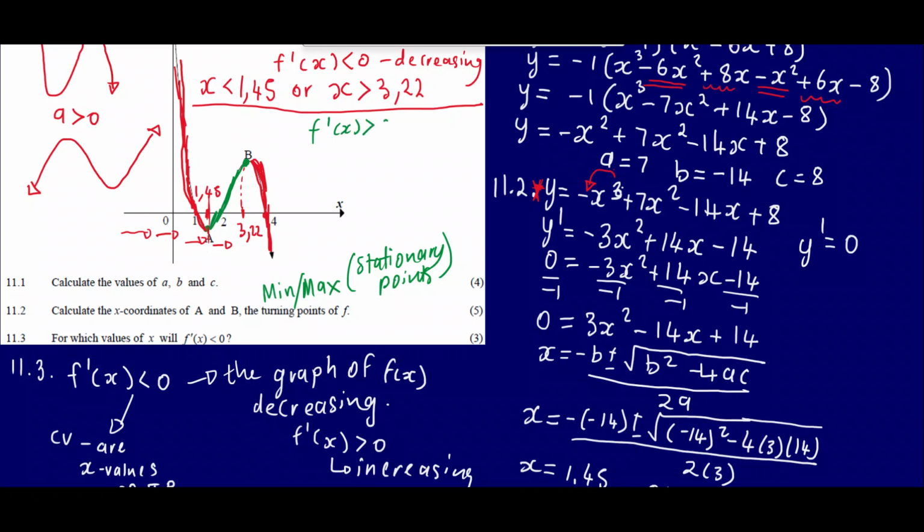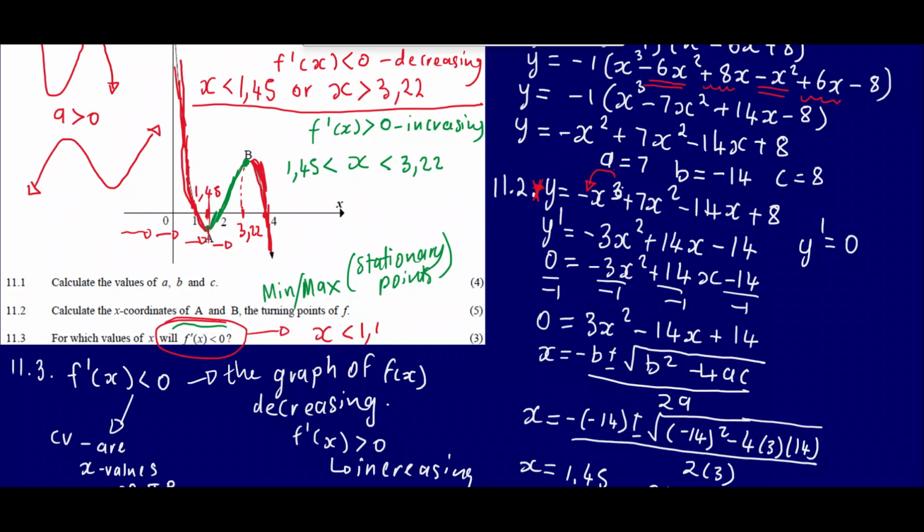So let's take a look at where the graph is increasing, which would be f prime greater than 0 for increasing. Where's the graph increasing? The graph is increasing in between the two x values of the turning points, which is minus 1,5 and 3,22. So I know that this is a bit extra. They were looking for just the decreasing part, if you pay attention to the question.